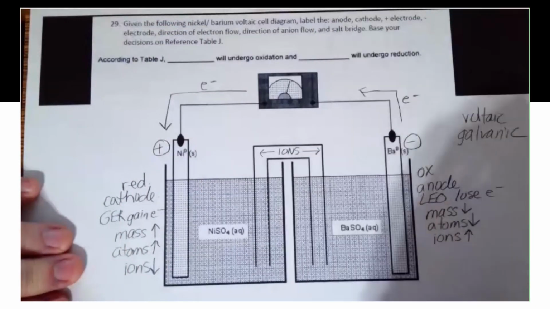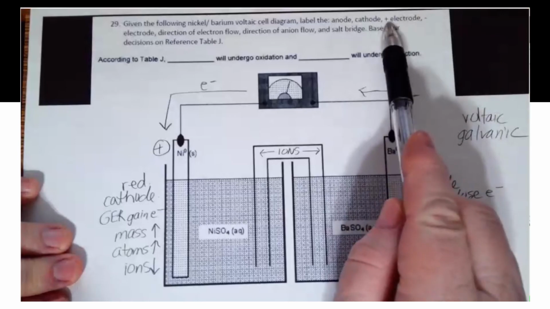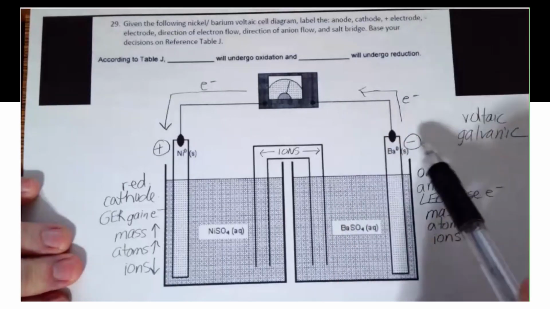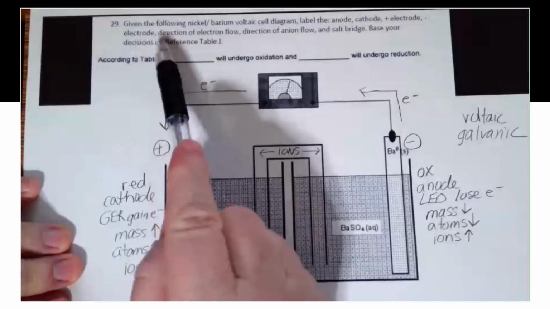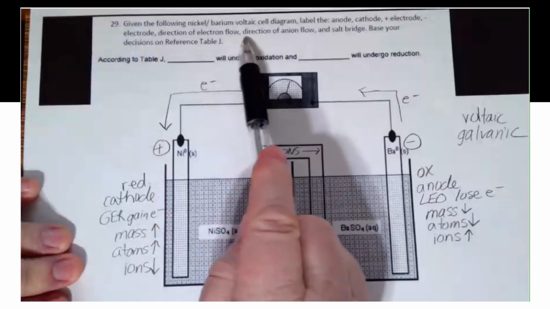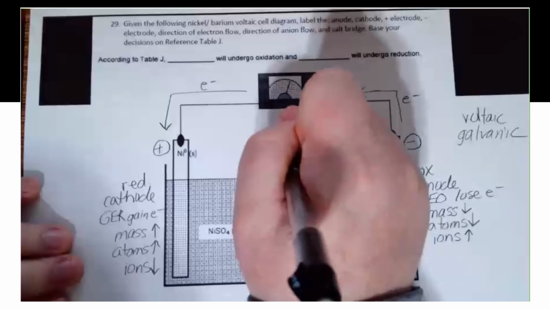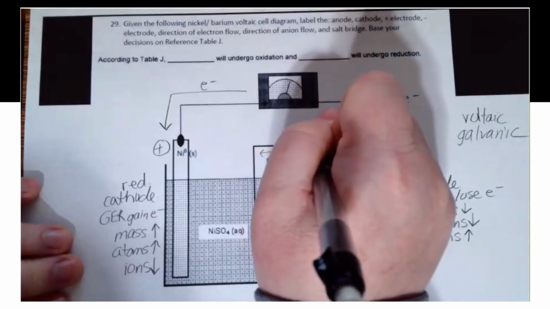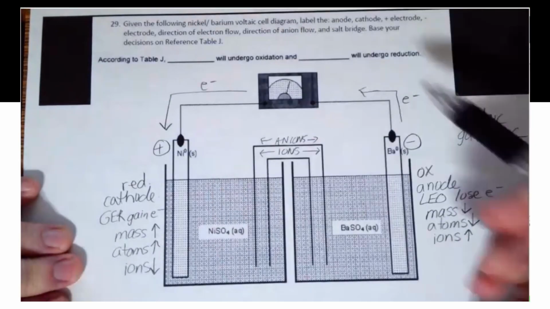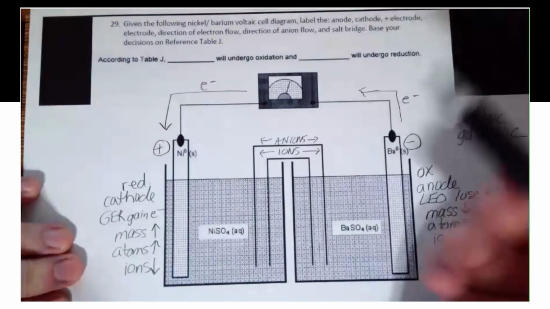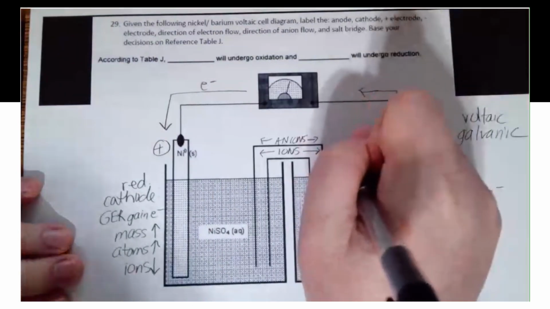Okay. All right, so let's see. Label the anode, done. Label the cathode, done. Label the positive electrode and the negative electrode, done. Direction of electron flow, done. Direction of anion flow. Well, I said ions, but we'll say anions. They would go both ways, right? And the salt bridge. So this is the salt bridge.